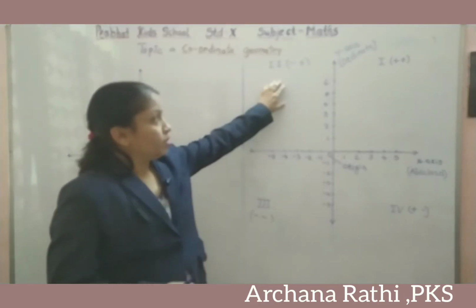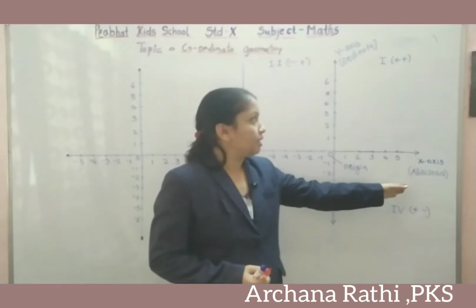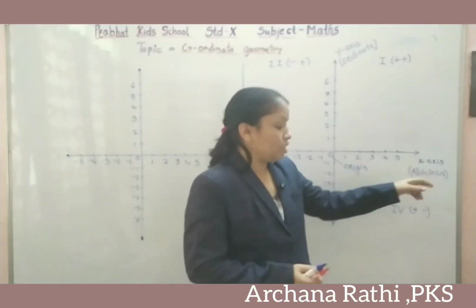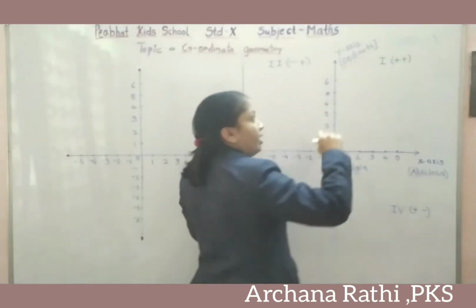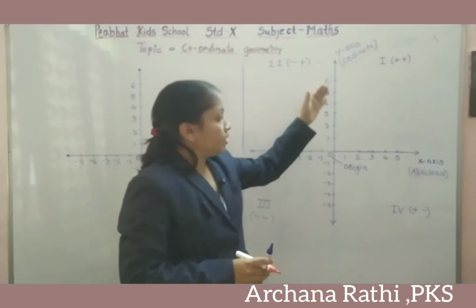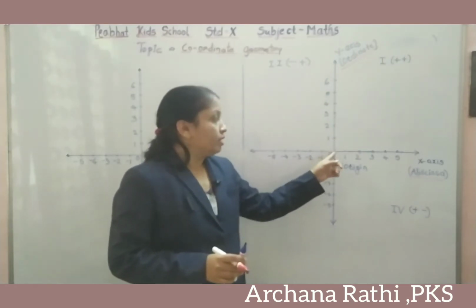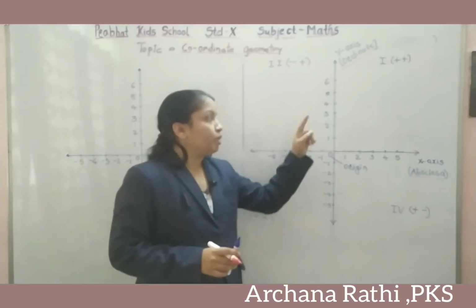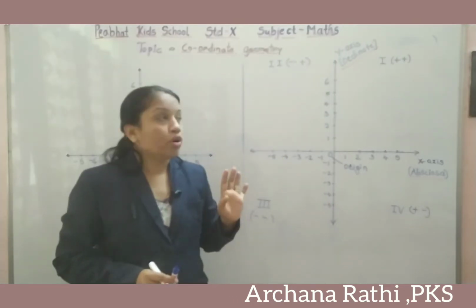Okay, this is called a Cartesian plane, where the horizontal line is called the x-axis and the vertical line is called the y-axis. The x-axis is also called the abscissa and the y-axis is also called the ordinate. Now, the x-axis and y-axis meet each other at 90 degrees at the point 0, that is called the origin of the Cartesian plane. Because of that, this plane is divided into 4 quadrants.